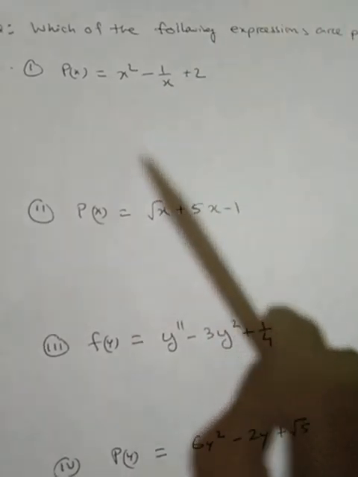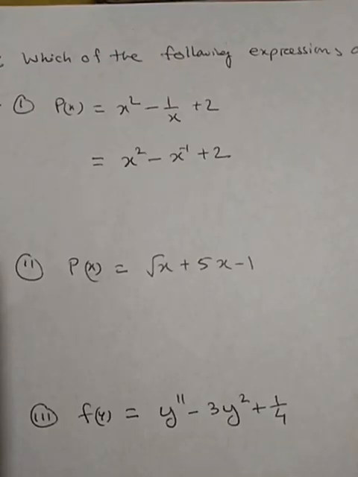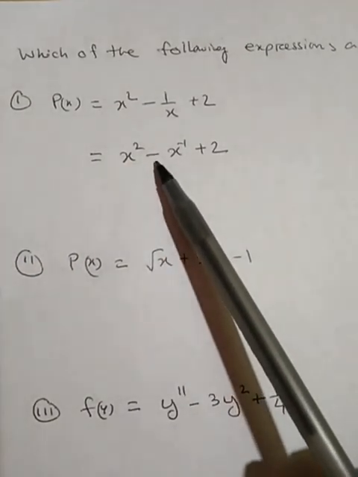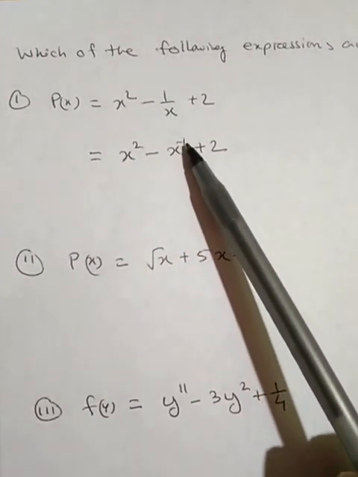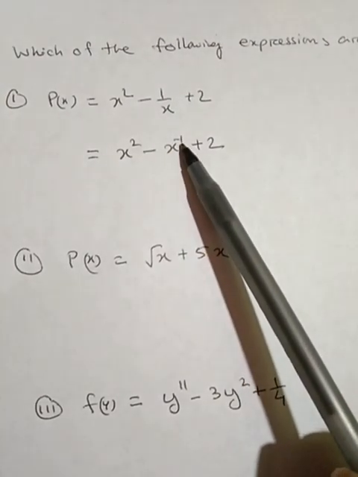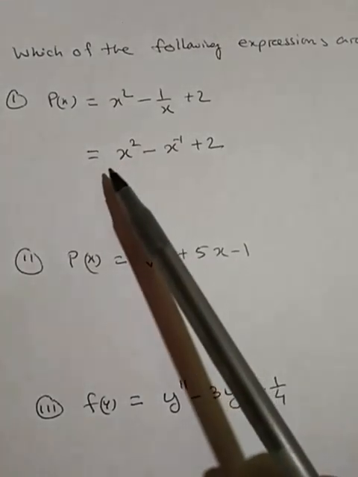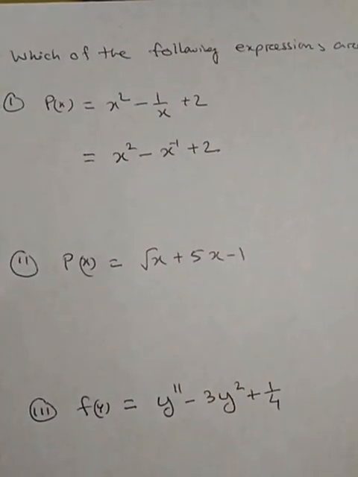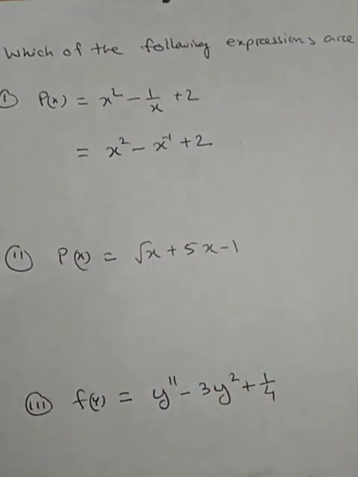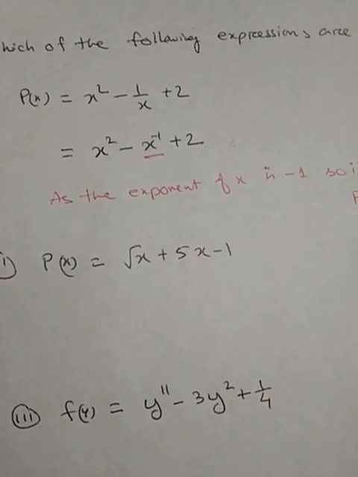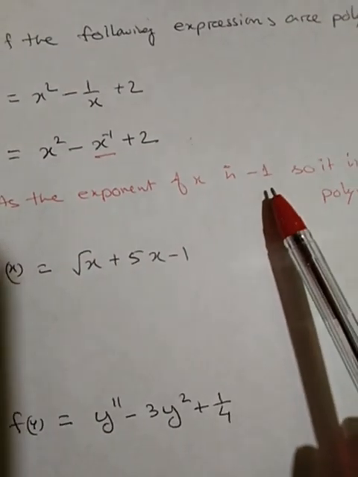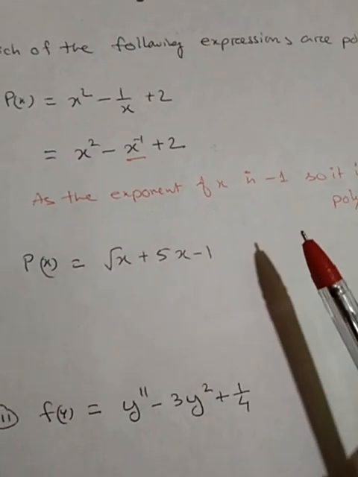If we write it in standard form, then it is x square minus x to the power minus 1 plus 2. So this is not a whole number, so that is why this is not a polynomial. So we have written that the exponent of x is minus 1, so it is not a polynomial.